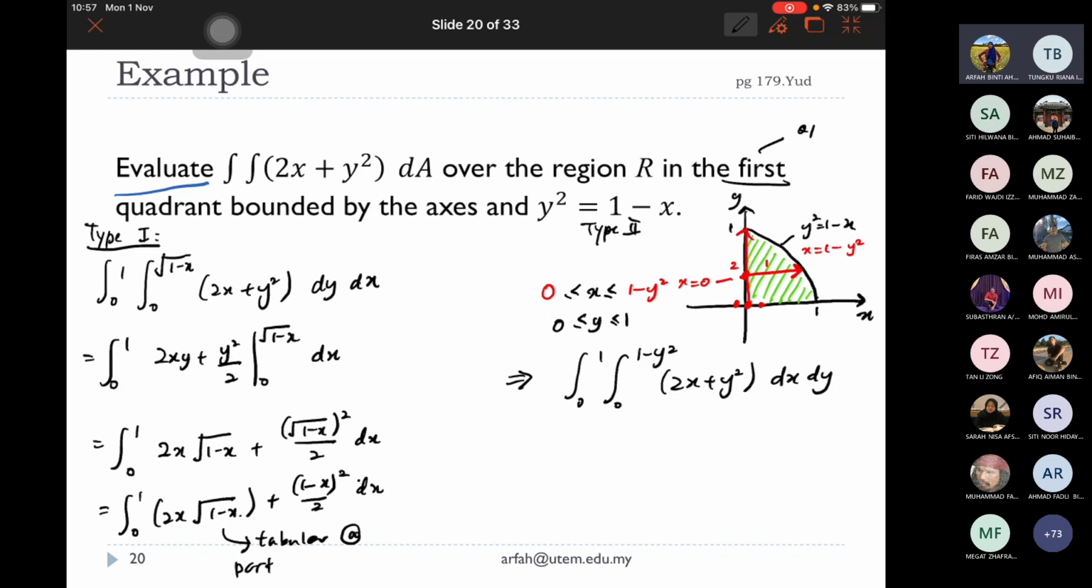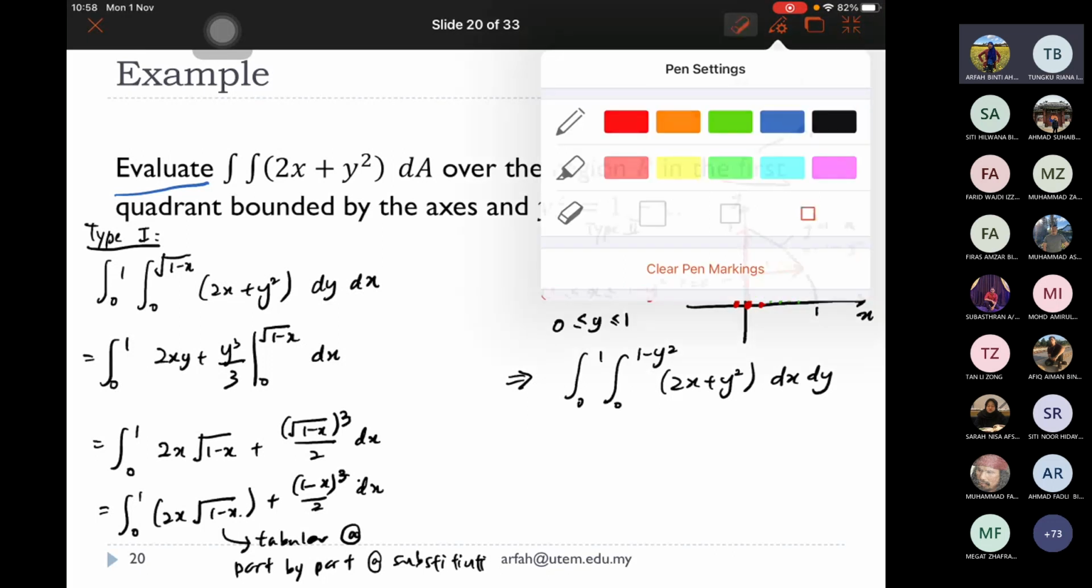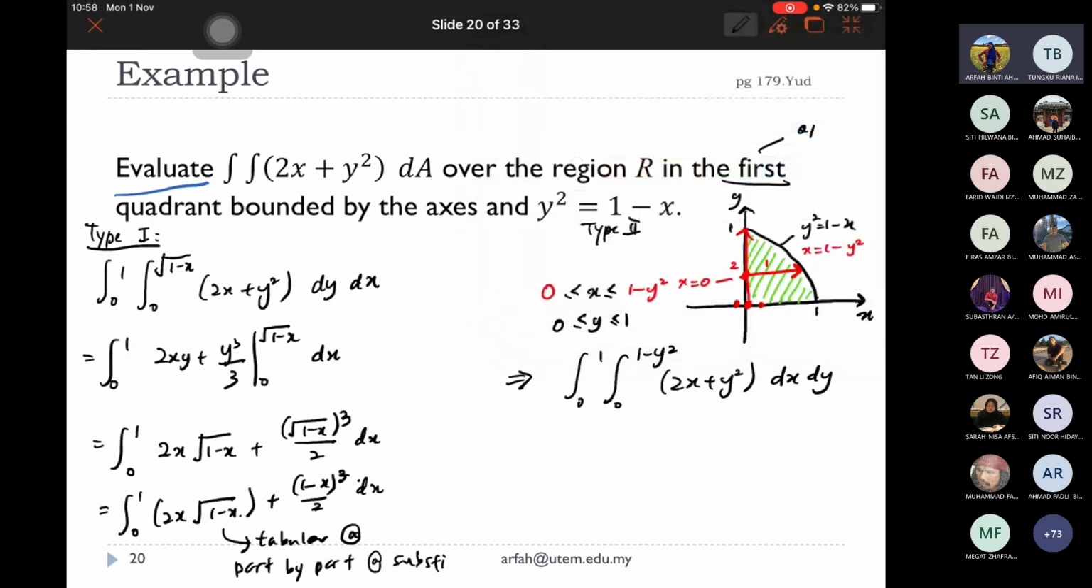Tabular. Doktor, yang y squared tu bukan jadi y cube ke? Integrate. Oh, y kuasa 3/3, betul. Thank you. This one is y kuasa 3/3. So ni jadi kuasa 3. Ini jadi kuasa 3. Parok kan? So tabular part by part atau substitution. So saya pun substitution. Okay. So saya pun tengok dah 10.58. Tak ada masa lah pula nak tunjukkan benda-benda ni. Lepas tu awak dah belajar dulu, so boleh try sendiri. Nak senang saya guna je yang type 2 ni.